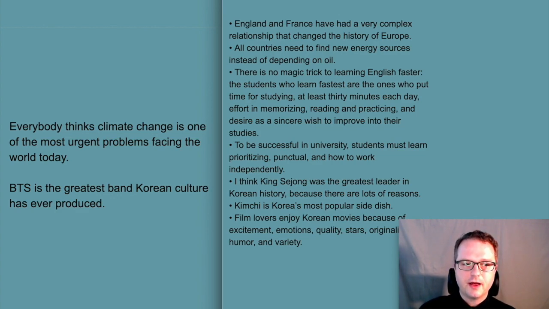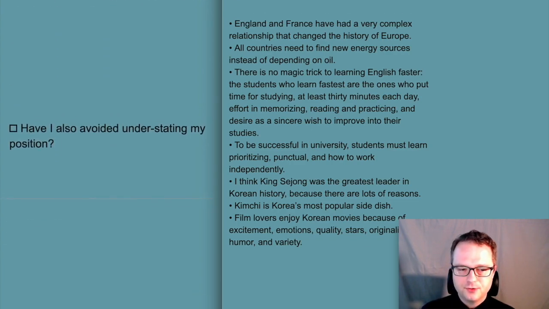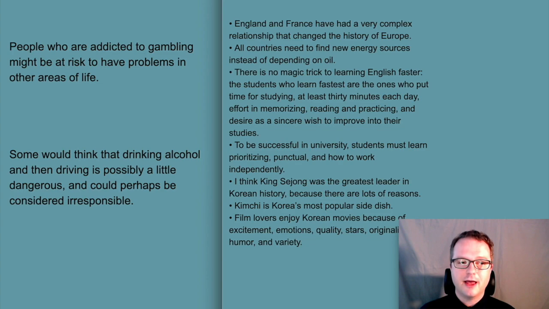Have I also avoided understating my position? You don't want to sound weak or unsure of your topic. It is okay in academic work to be uncertain about something. In fact, it's good to let your reader know exactly how confident you are and where your confidence ends. But in your thesis statement, when you're stating your position at the beginning, show that you're confident in your position. So, for example, here are some that do a bad job. "People who are addicted to gambling might be at risk to have problems in other areas of life." Why is that "might" there? I think we can say that pretty confidently.